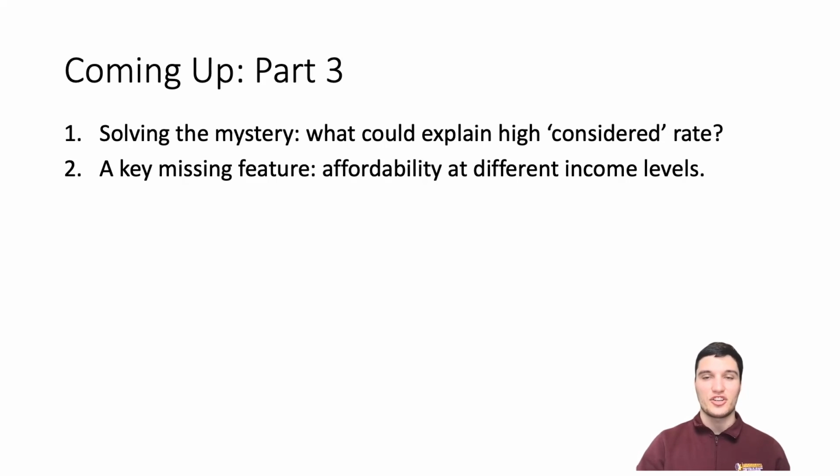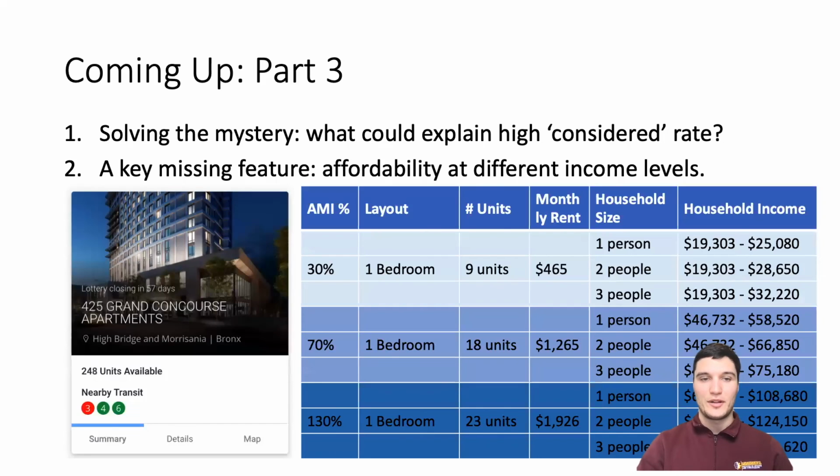And a key feature that will help me unlock this puzzle is the fact that units in a building are actually often offered at different income levels. So for example, if we take this 425 Grand Concourse apartments, we see that even among 1-bedroom units, there are some units that are offered to people who earn 30% of the area median income, 9 such units. In other words, these are offered to households making between $19,000 and $32,000. There are some other 1-bedroom units in the same apartment that are offered to people making 130% of area median income. In other words, between $70,000 and $140,000.